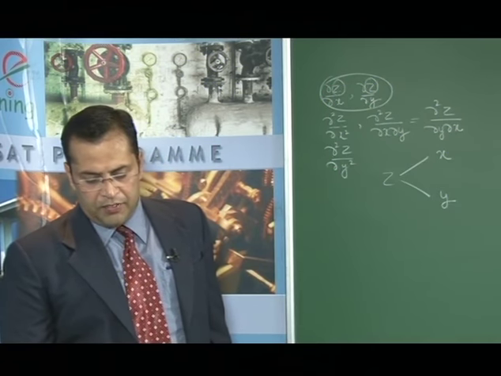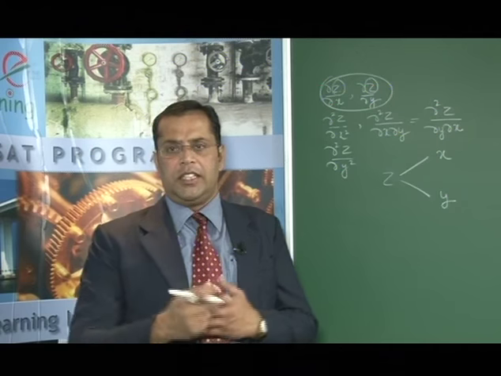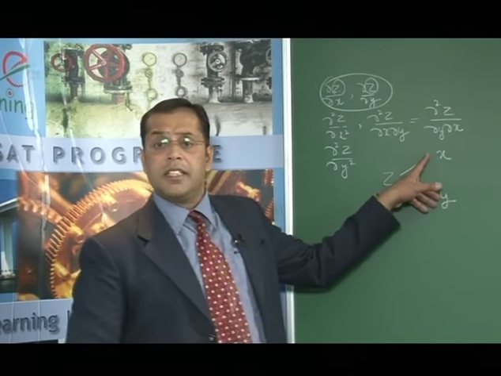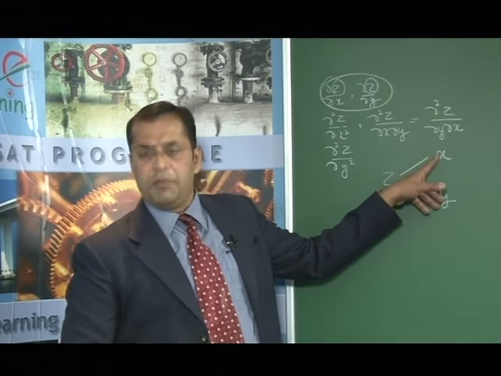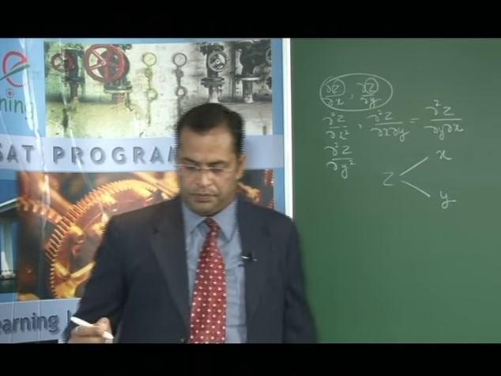Whereas, if the number of constants is more than the number of independent variables, then we obtain a PDE of order 2 or higher. For example, you have 3 arbitrary constants, then if it exceeds the number of independent variables, then you get a PDE of order more than 1.